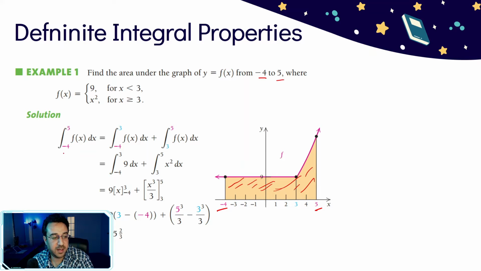The integration from -4 to 5 of f of x dx would equal the integration from -4 to 3 of f of x. It will be easier to take it from here to here than from here all the way to here. So we can split the integration into two integrations as long as point 3 is in between the points -4 and 5 and under the curve. So f of x from -4 to 3 would equal 9, plus the integration from 3 to 5, where f of x is x squared.